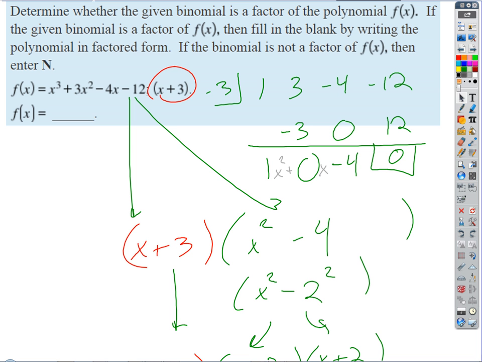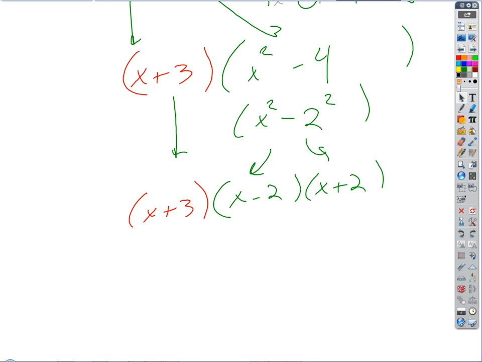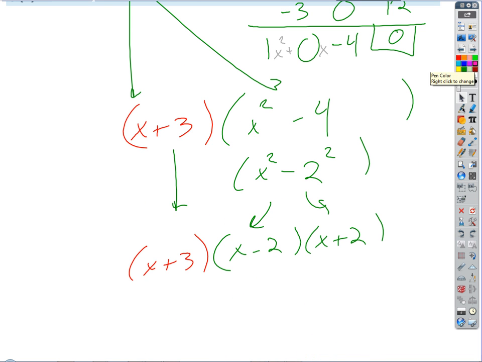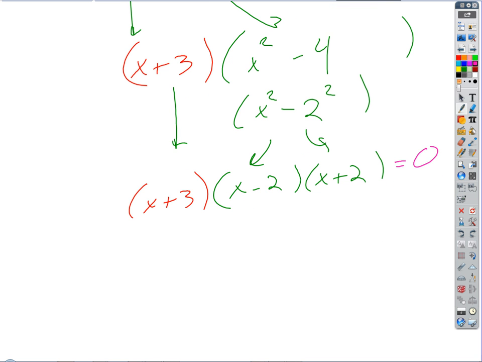We weren't given any zeros. We were just given a factor, right? When we got this thing into factored form, if we wanted to know what were the values of x that made this function equal 0, well, we could have just set the whole thing equal to 0, right? And I could have solved it by the zero product property. So what's going to be the value of x that makes that factor 0? Negative 3. Okay, so this gives us x equals negative 3. This one gives us x equals 2. And this one gives us x equals negative 2. So those are all the zeros of the function, right?